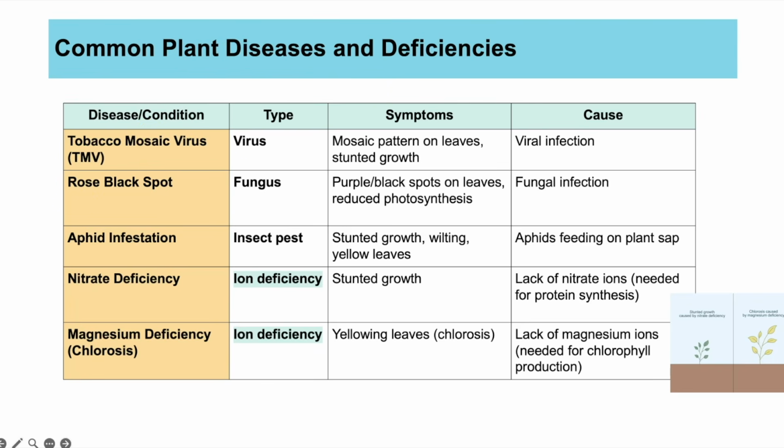So you might want to screenshot, turn this into flashcards, or just have this table in your notes. But tobacco mosaic virus we had come up earlier on. That is a virus. It causes these mosaic patterns on leaves. It stunts the growth. Rose black spot is a fungal infection. It causes these purple black spots on the leaves. And in both of these cases, because you are damaging the leaf, that means you have less photosynthesis occurring, less glucose being produced, less glucose for respiration. That means less energy, and the plant just isn't going to grow as much.